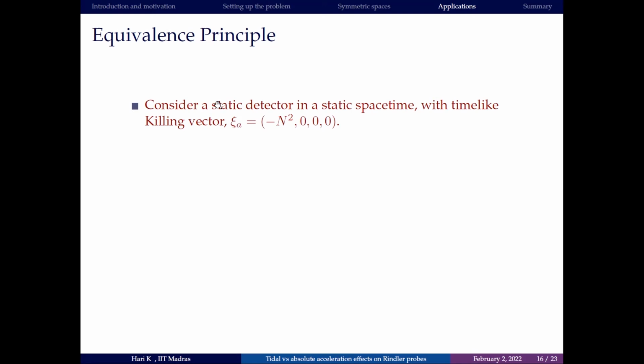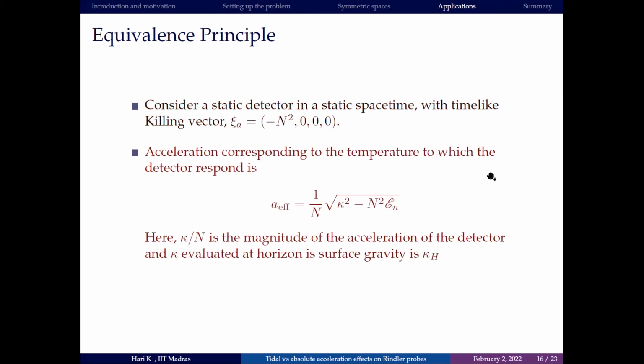Let me start with a static detector in the static spacetime. So the Killing vector will be given by this equation, and the detector will respond to the acceleration corresponding to A effective, which is given by 1/N times the square root of kappa squared minus N squared times N. Here kappa/N is the magnitude of acceleration of the detector, and kappa at the horizon will be the surface gravity. If you look at the N tending to 0 limit, the equivalence principle holds because it will be very near to the horizon, and the acceleration term will be dominating over the tidal term.